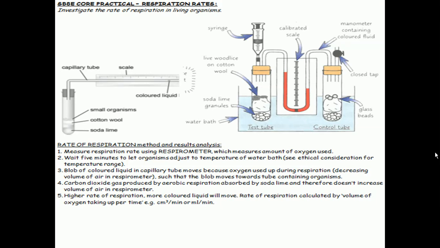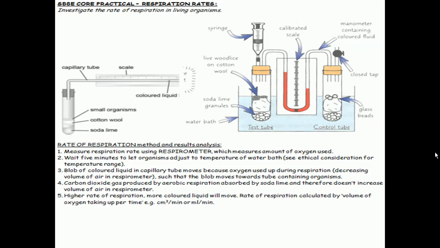You connect it to some sort of colored liquid in a capillary tube, and then that liquid should move based on the fact that the organisms are using up oxygen for respiration. So when they're taking in the oxygen, if they're doing more respiration, they'll be taking in more oxygen, and that will decrease the volume of the air.